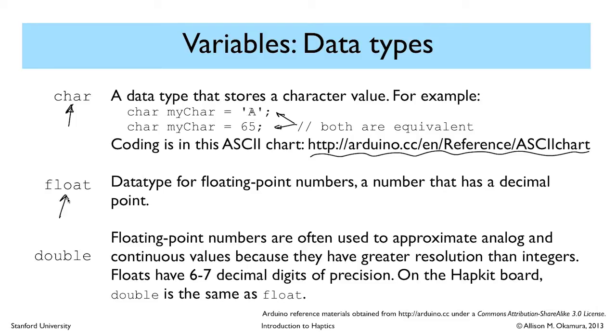I mentioned already some stuff about float variables. It's the data type for floating point numbers, so it's a number that has a decimal point in it. There's also double. So floating point numbers in general are used to approximate analog and continuous values because they have greater resolution than integers. And floats have 6 to 7 decimal digits of precision. But on your HapKit board, as in most of the Arduino boards, double is actually the same as float, so it doesn't really matter if you call it double or float. It's actually going to have the same decimal digits of precision.